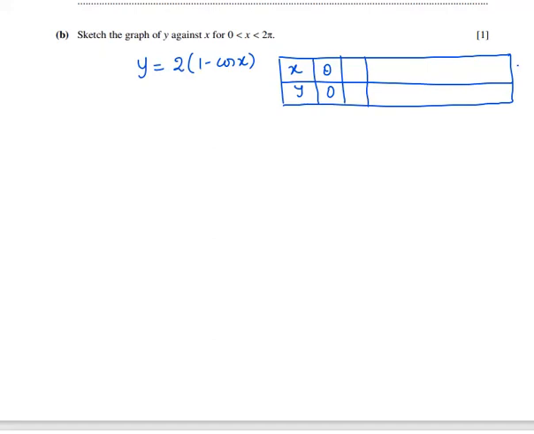Then I can take 90 degrees. Cos 90 is 0, so 1 minus 0 is 1, 2 into 1 is 2. Then I can take 180. Cos 180 is minus 1, so 1 minus minus 1 is 2, 2 into 2 is 4, so y is 4. Then we have 270. Cos 270 is 0, so 1 minus 0 is 1, so 2 into 1 is 2. Then cos 360 is 1, so 1 minus 1 is 0, 0 into 2 is 0.